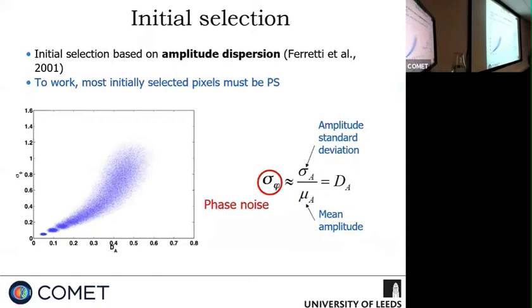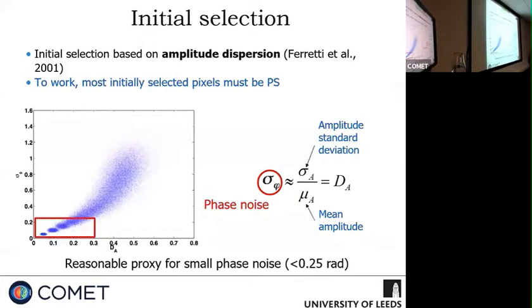amplitude dispersion. So these values tend to have low phase noise as well. These are the points with the highest signal to noise ratio because you have low noise. So these are good scatterers, these are bad scatterers. And you can see for low dispersion amplitudes, we get a very good correlation with phase noise.